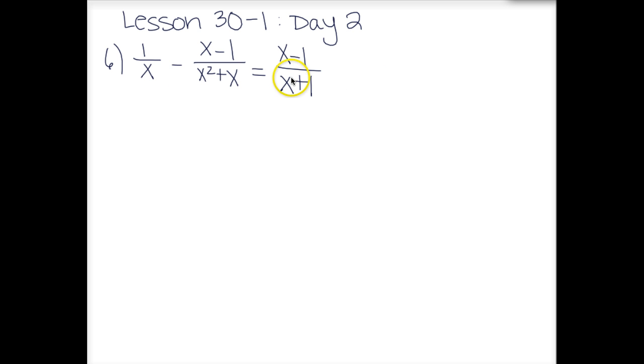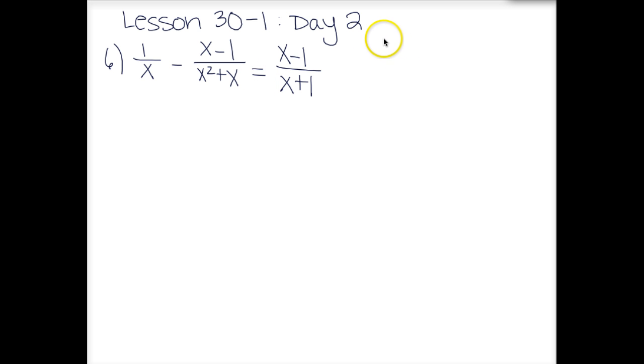I remind you that there were two types. Type 1 was where there's just one rational expression on each side of the equal sign. Type 2 was the type where one of the sides of the equal sign had more than one rational expression. Hopefully you can see that this is type 2 because our left side has more than one rational expression here. So this is type 2.